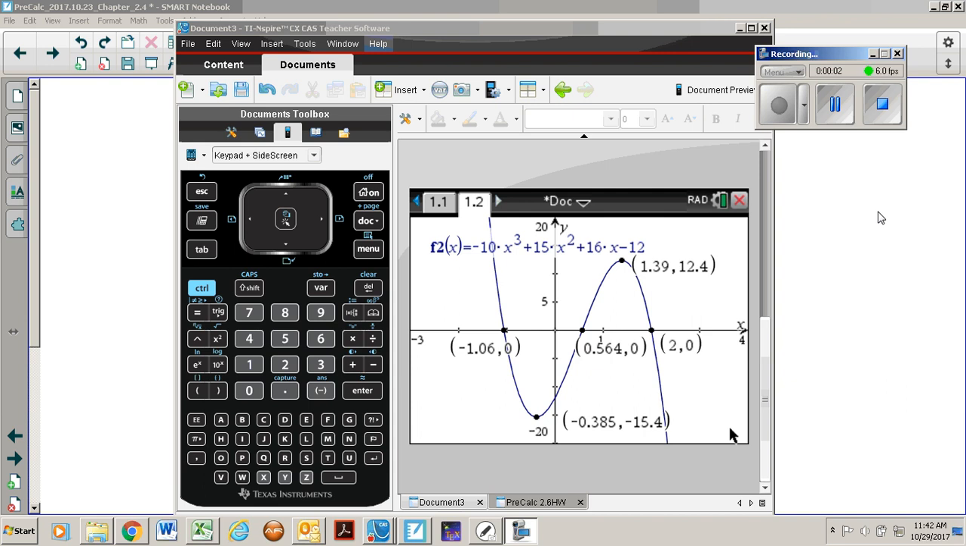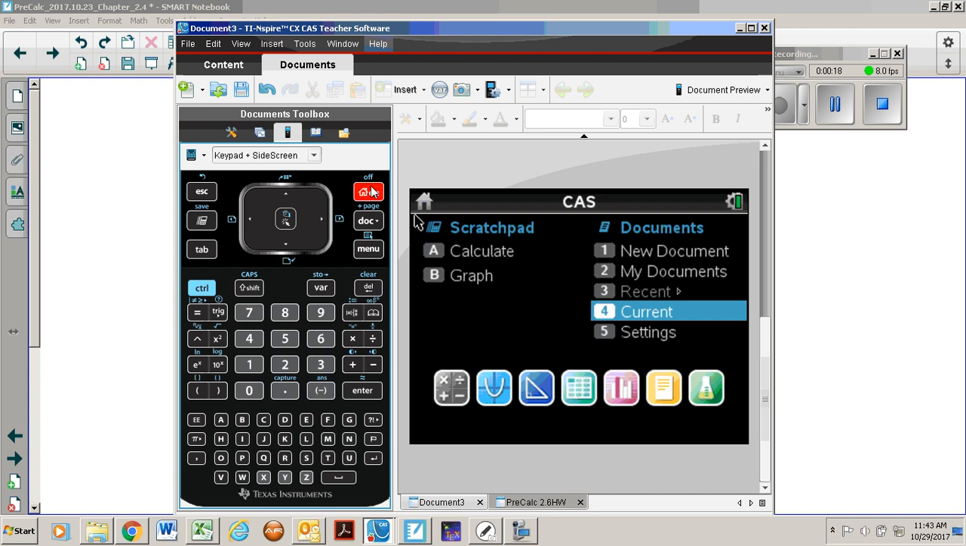Hello friends, this is a quick video to show you how to set the window of your TI-nSpire to fit all of the critical points for a polynomial function. So this is the function I'm going to start with, but I'm going to start at the very beginning. When you turn your calculator on, you get this.